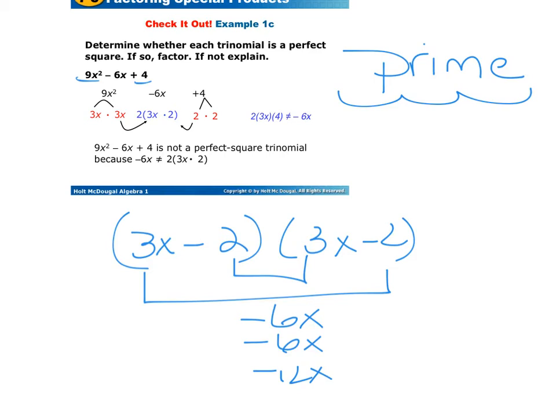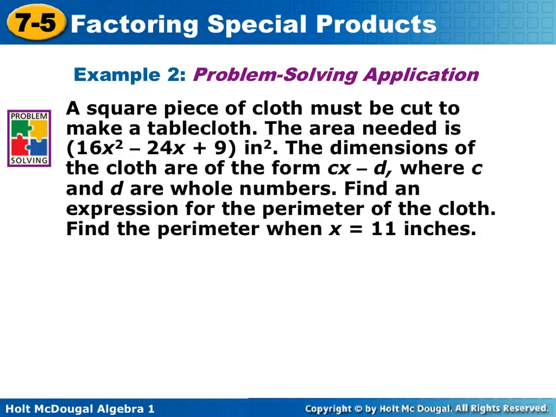Yes? So if it doesn't match with the middle, do we do it the long way? Then you would tell me, in this homework tonight, you're just telling me yes or no if it's a perfect square trinomial. So if it doesn't FOIL and give you the middle, then you just say it's not a perfect square trinomial. So we don't do it the long way? No.